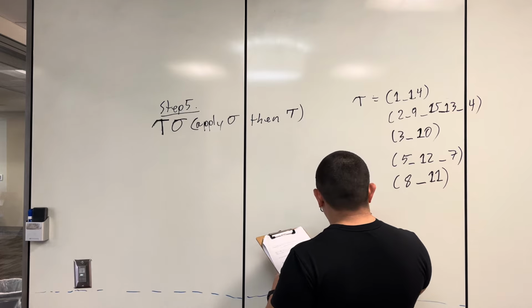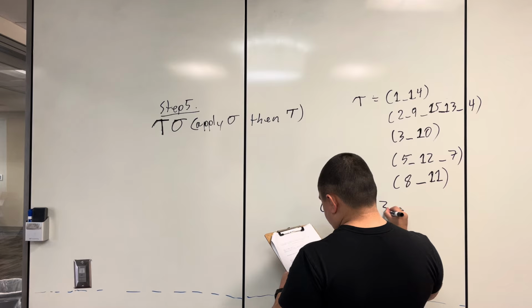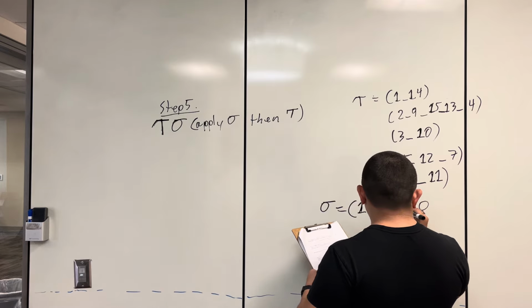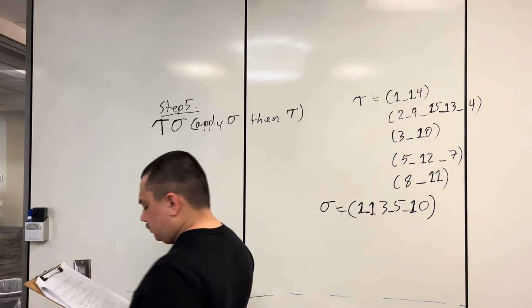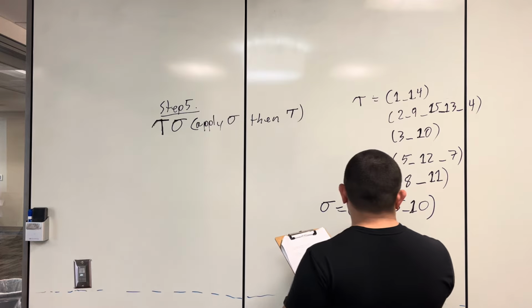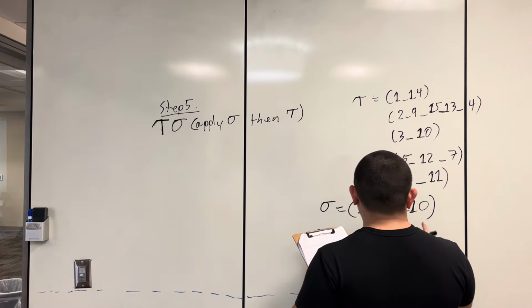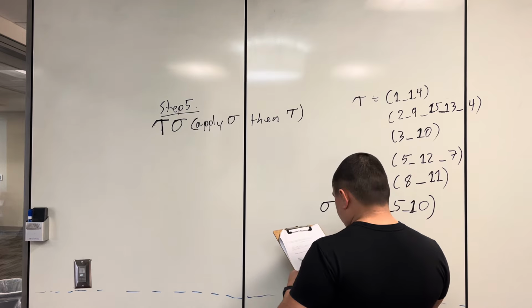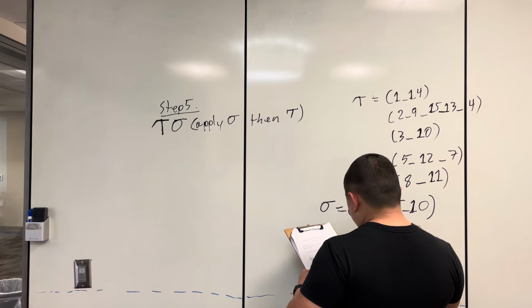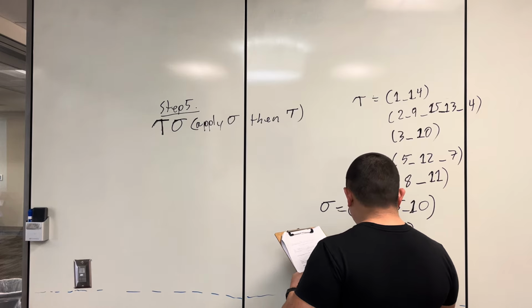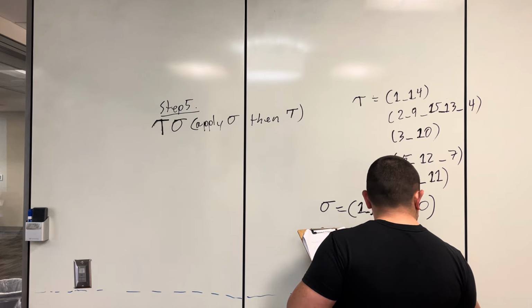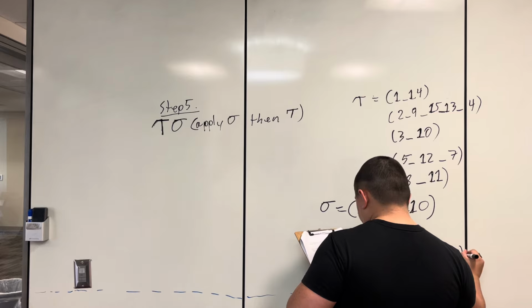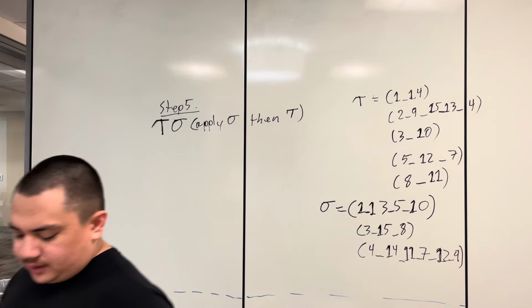Sigma is equal to (1 13 5 10)(3 15 8)(4 14 11 7 12 9). That's what we have for sigma and tau.